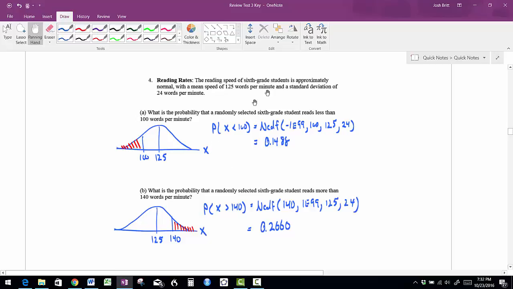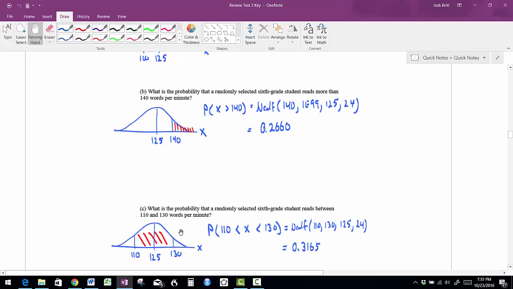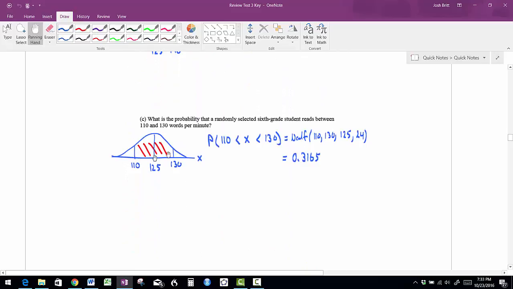Alright, again, another problem here dealing with x, average 125, mean, standard deviation 24. Normal CDF. Normal CDF, more than 140, 140 or more. In between, lower bound, upper bound, mean, standard deviation.